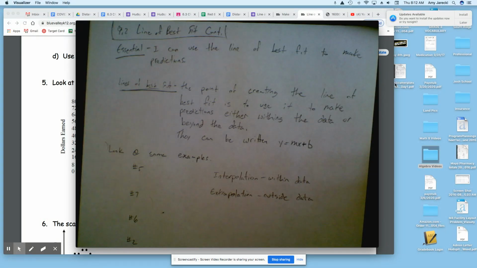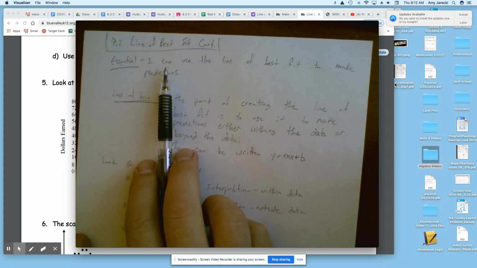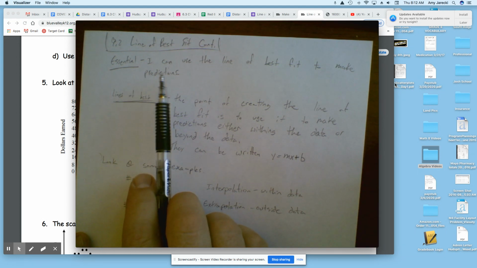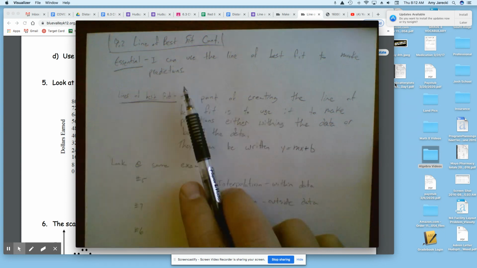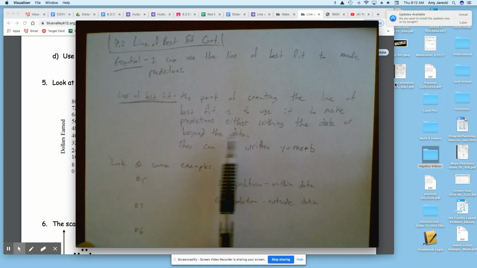This is part 2 of our video. This one's going to be a little bit shorter. We're still working with the line of best fit, but our goal in this video is to learn how to use that line to make predictions. In the last video, we learned what makes a good line of best fit, the 3 requirements. In this one, we're going to learn how we can use that line to make a prediction, because that's the whole point of lines of best fit: to use it to make predictions within the data or beyond the data.